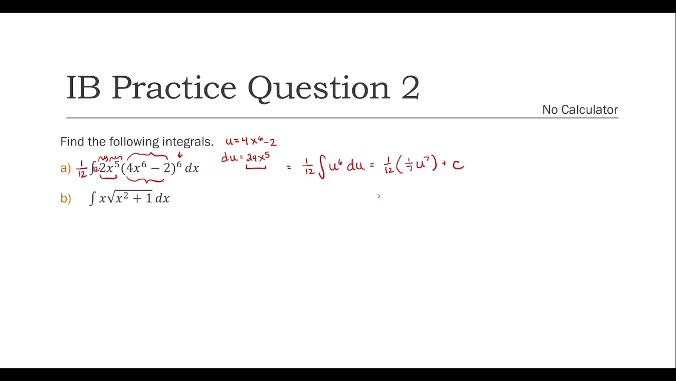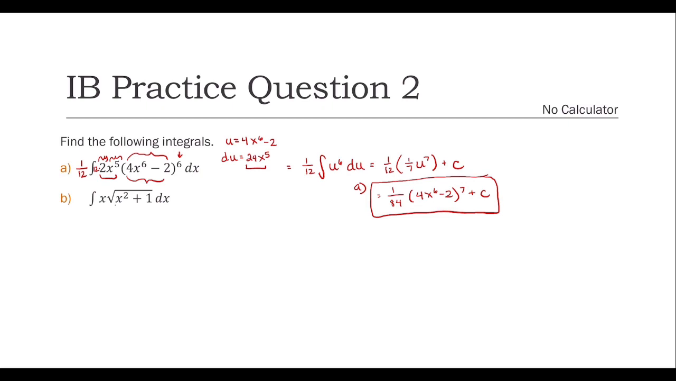We can plug in our x value and get 1 over 12 times 7, which is 84, times u to the 7th, which would be 4x to the 6th minus 2 to the 7th plus c. So there's our answer to part A. Part B is the integral of x times the square root of x squared plus 1 dx.